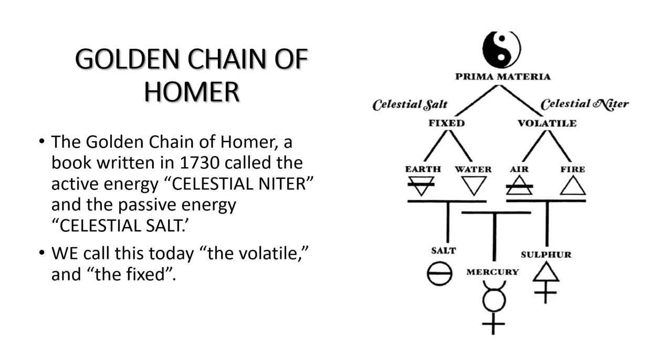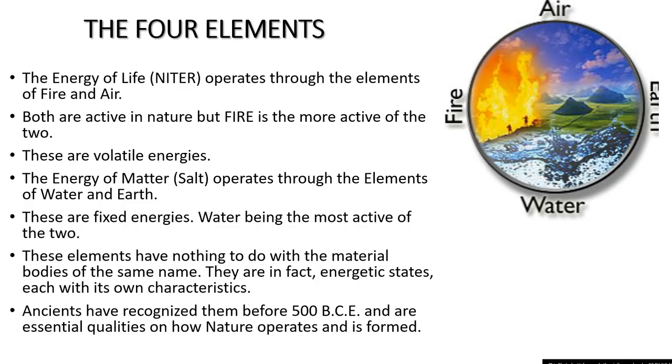Probably volatile and fixed come from chemistry terms. Volatile refers to those energies that are created from the main energy, which are air and fire. From air and fire we can get sulfur. And then fixed, as we know, are earth and water, and those two create salt. The combination of water and air will create mercury. The four elements.